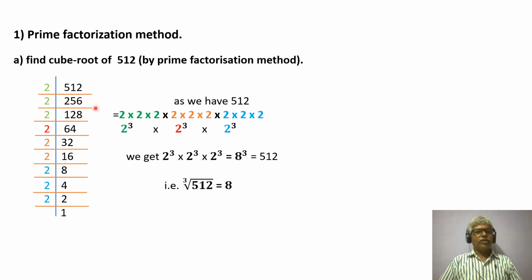These are the prime factors of 512. We are trying to achieve this relation, 8 cube is 512, so that we can find out the cube root of 512 is 8. Now see this: cube root of 512 is 8. That is the meaning of cube root.